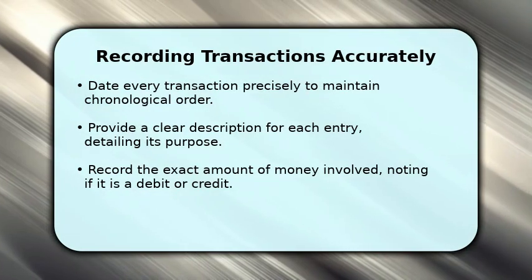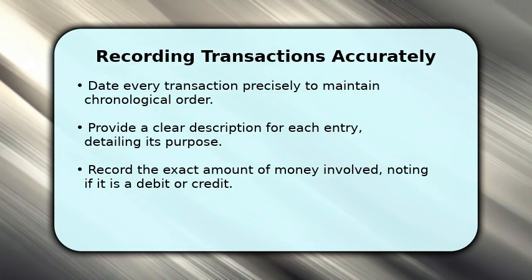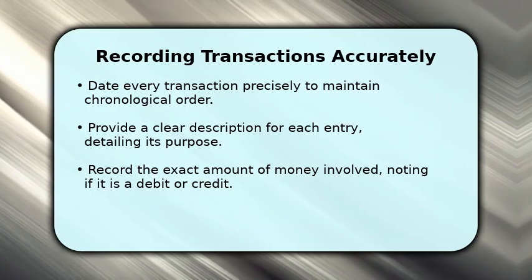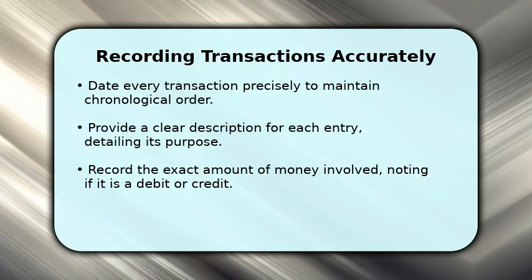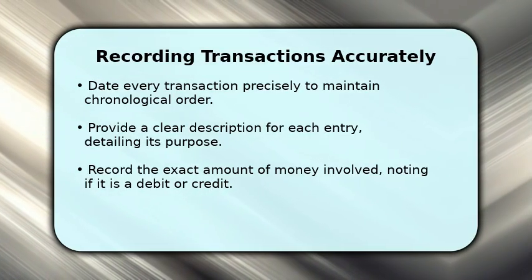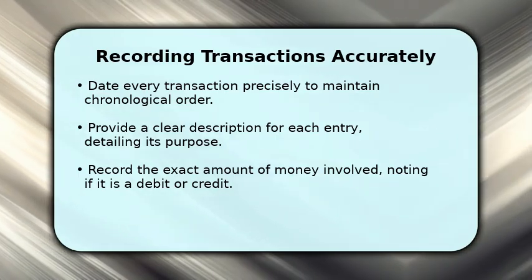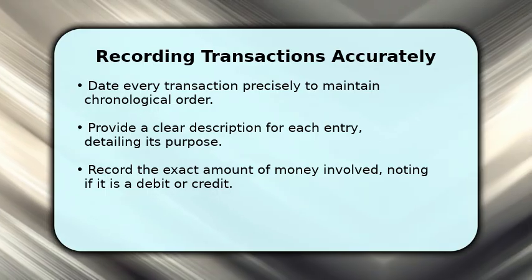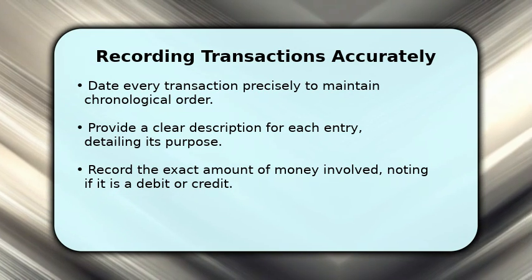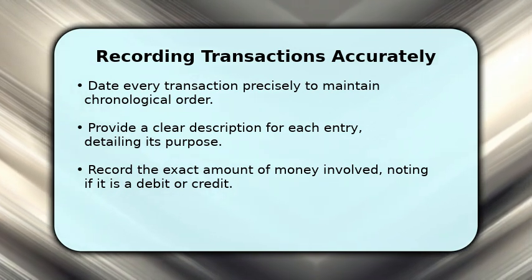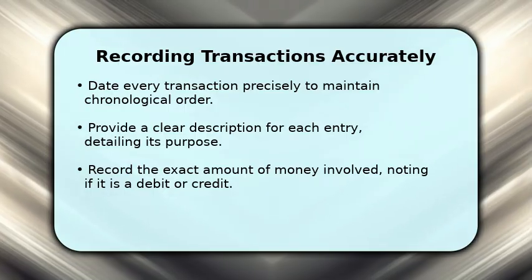Once your ledger is set up, accurately recording transactions is crucial. Always date each entry precisely to maintain a clear chronological record. Provide a concise yet informative description for every transaction, explaining its purpose. Carefully record the exact monetary amount, indicating whether it's a debit or a credit. For double entry systems, ensure each transaction affects at least two accounts, maintaining the fundamental accounting equation. This meticulous approach guarantees reliable financial data.